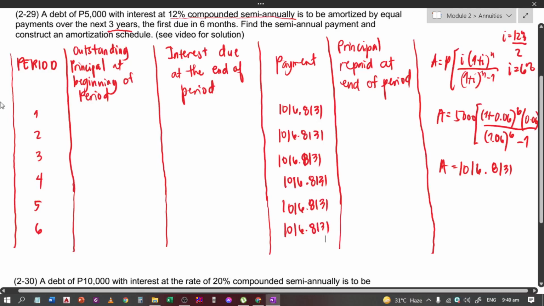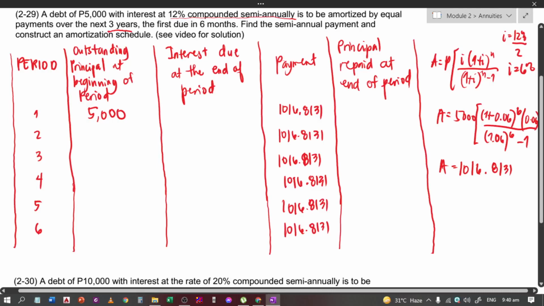Yan. Next, paano natin pupunuin itong table na to? So, first, ano yung outstanding principal at the beginning of the period? So, sa period 1, magkano pa ba yung utang mo? So, that is 5,000. Ang beginning ng period kasi nito, diba kung period 1, ang beginning niya is year 0. So, sa year 0, hindi ka pa nagbabayad ng utang mo. Ibig sabihin, ang utang mo pa dun ay 5,000.